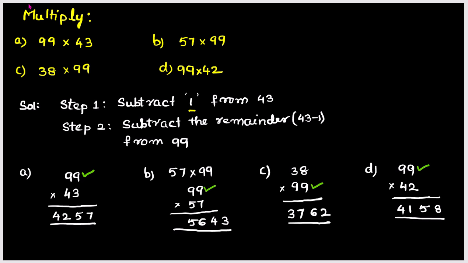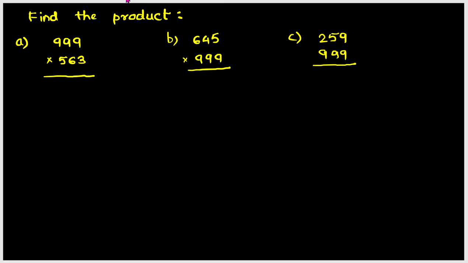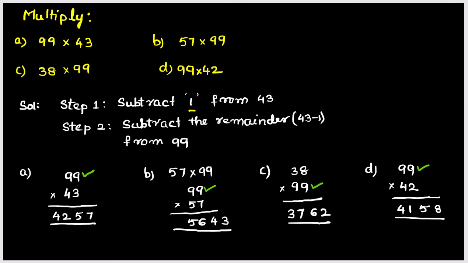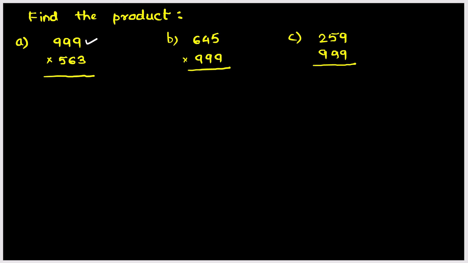So this is the case of a 2-digit number. If we take a 3-digit number, let us check how we can apply this method. You observe the products here. Here we have taken 999. In the previous problem, the common number we took was 99, whereas here the number contains 3 nines, that is 999, the common number we have taken in the product. Now if you multiply 999 by 563, the same method is applicable.